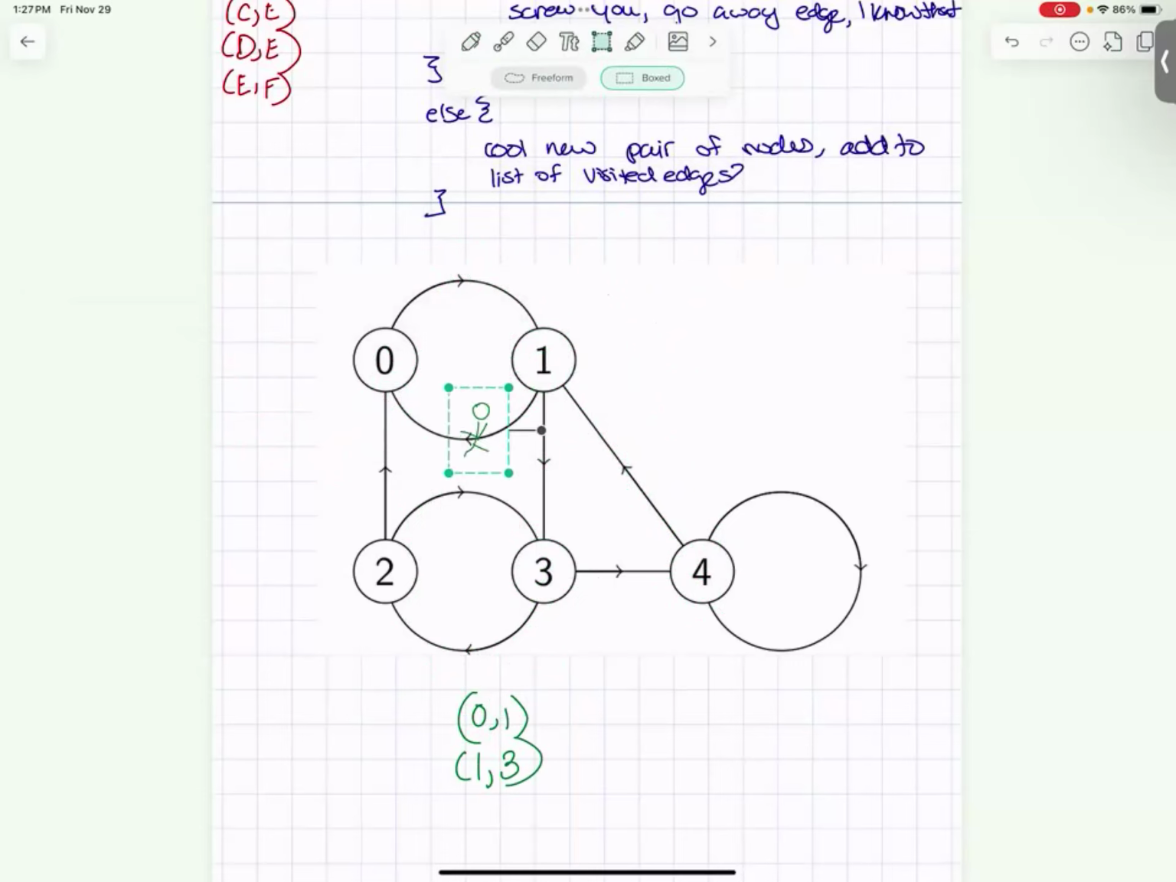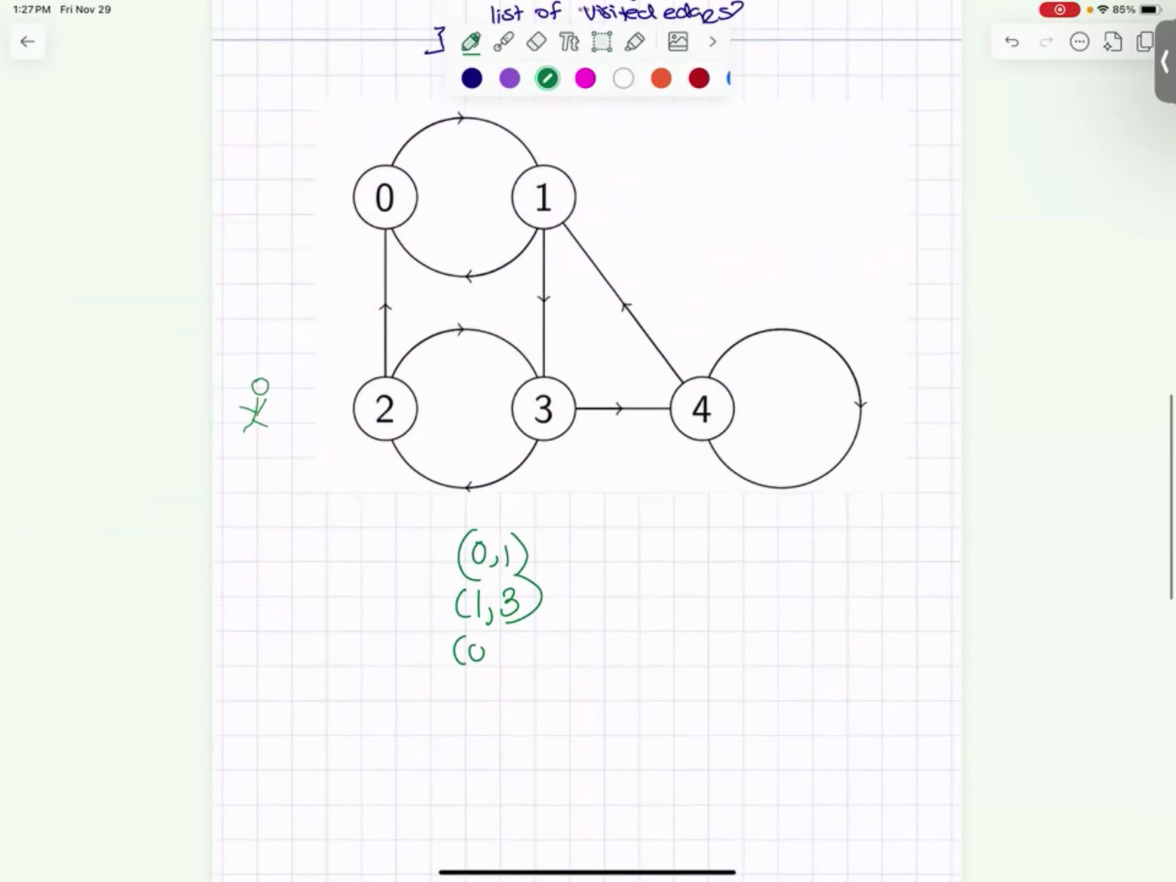Okay, we come down to 2. We look at 0, 2. This edge can be walked and doesn't exist. This edge can be walked and doesn't exist. This edge cannot be walked, even though it exists. So I have found 0, 2, and 2, 3. Actually, it's not 0, 2. It's 2, 0, and 2, 3.